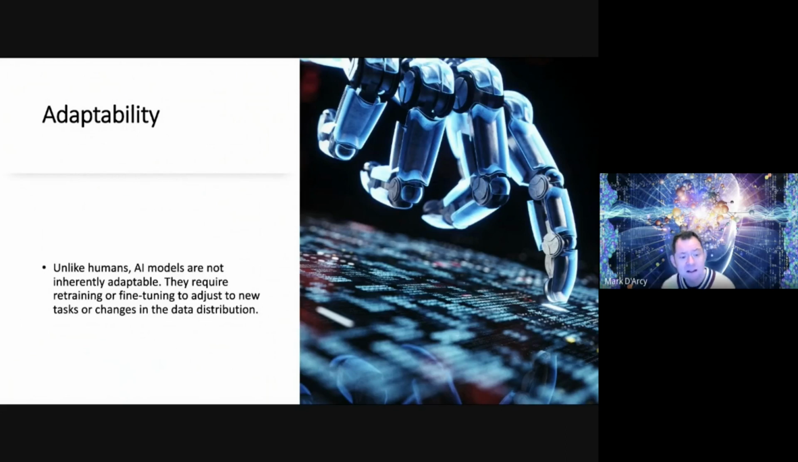Adaptability. Unlike humans, AI models are not inherently adaptable. They require retraining or fine-tuning to adjust to new tasks or changes in the data distribution. They're not as plastic as the human brain.